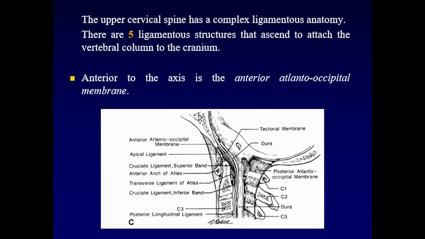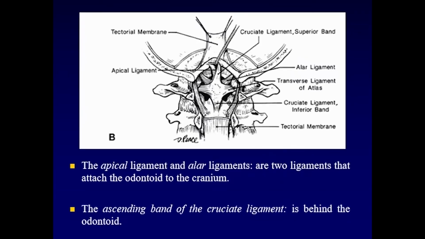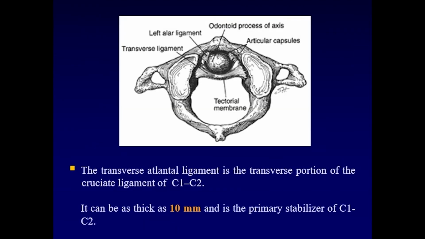The upper cervical spine has a complex ligamentous anatomy to maintain its stability. There are 5 ligamentous structures that include the anterior atlanto-occipital membrane, the apical and alar ligaments, the ascending band of the cruciate ligament, and most importantly, the transverse atlantal ligament, which is the main stabilizer of C1, C2. It can be as thick as 1 centimeter.